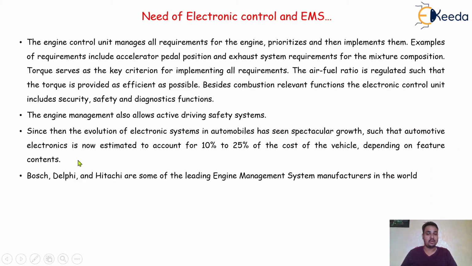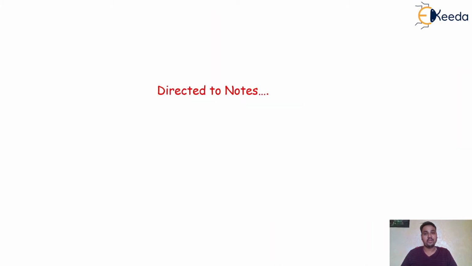So as I told you earlier, right now whatever automobile or car is in the market, 10 to 25% of its cost depends on these particular facilities provided by the electronic controls and this engine management system. Okay, so basically the very famous companies like Bosch, Delphi and Hitachi are some of the leading engine management system manufacturers in the world. So I hope you understood the need of electronic control nowadays, its importance, and the meaning of this engine management system.